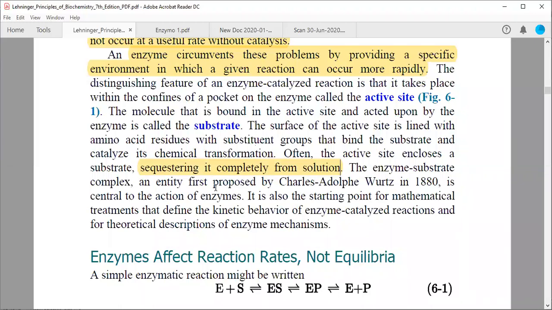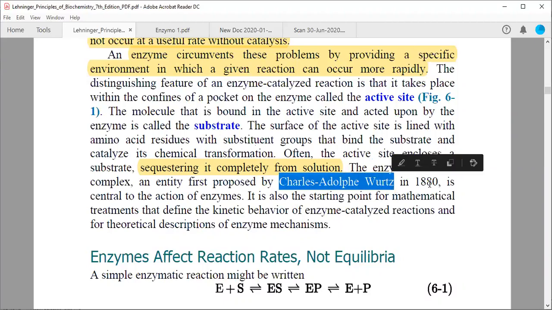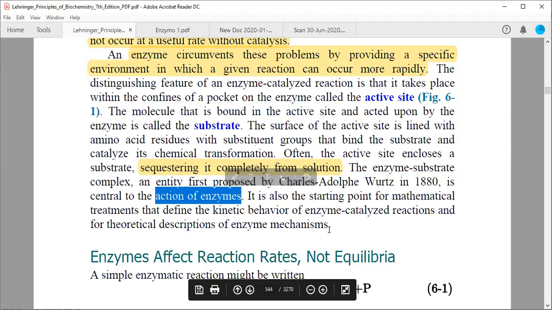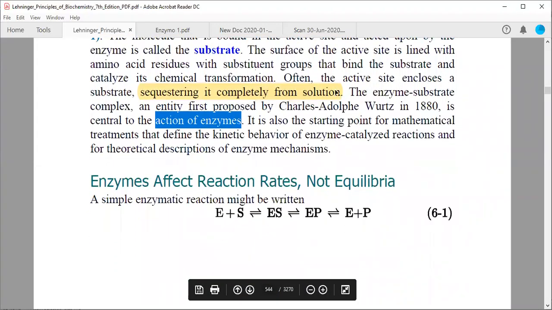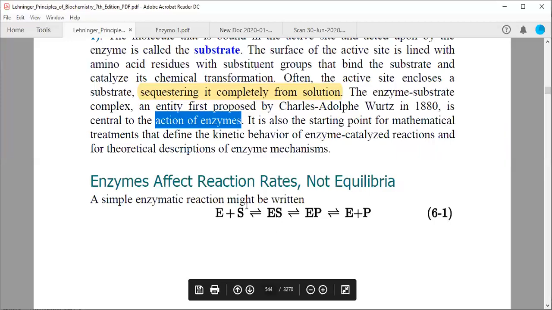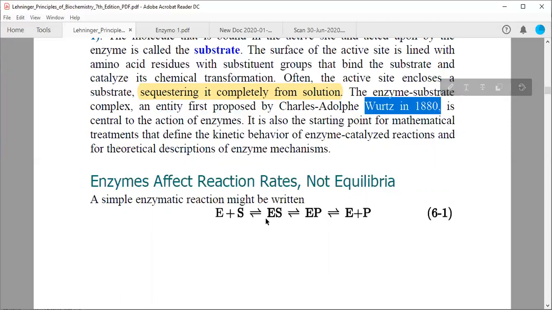The enzyme substrate complex is an entity first proposed by Woods in the 1880s, and it is central to the action of enzymes. We know this type of intermediate is formed in each enzyme catalyzed reaction. So here, an enzyme molecule binds the substrate, removing it from the solution, forming what is called the enzyme substrate complex. This term was given by Woods in the 1880s. So this is an intermediate.